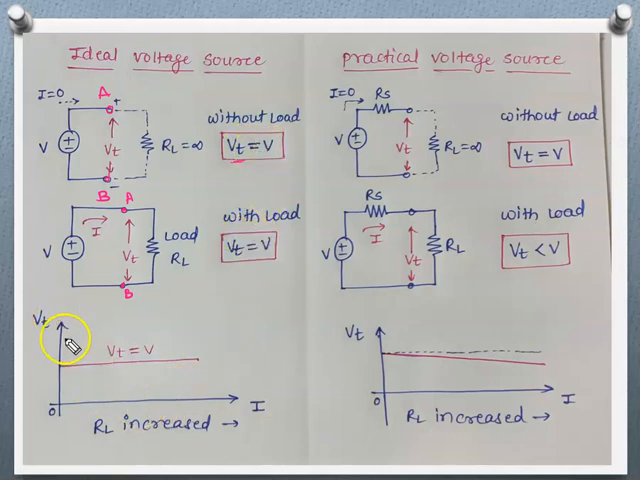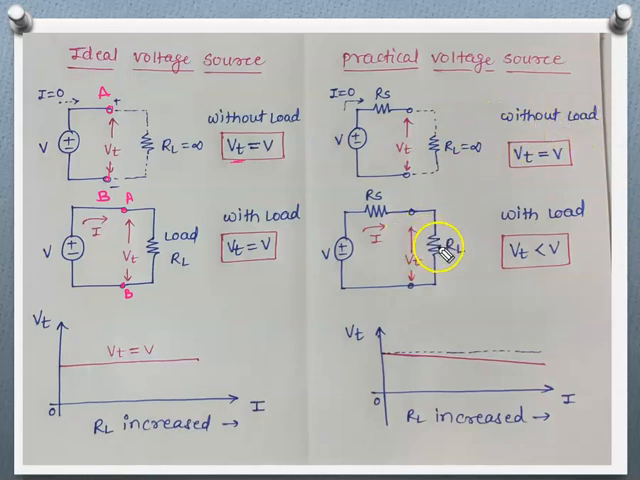With and without load, the terminal voltage equals V. So when we plot this, we get a straight line. If we change the load, it does not change the terminal voltage. The terminal voltage remains the same in the case of an ideal voltage source. So let's see what happens in the case of a practical voltage source. Here Rs is shown, the internal resistance of the source itself. When the load is not connected, it is open circuited, so the current will be 0, and Vt equals V without load.